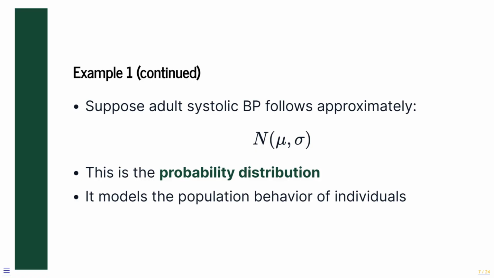Continuing our earlier example, we might assume that adult systolic blood pressure in the population follows approximately a normal distribution with mean mu and standard deviation sigma. That normal model would be the probability distribution. Notice the key difference. The probability distribution describes the behavior of individuals in the population, while the data distribution describes what happened in one particular sample.